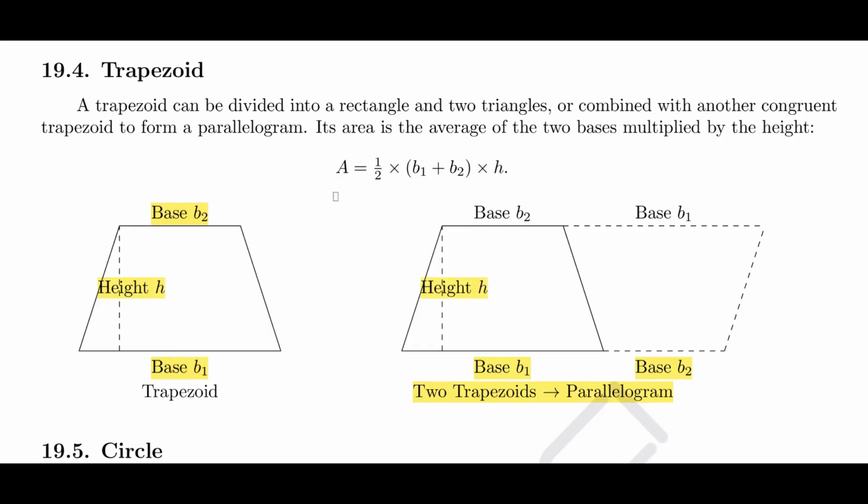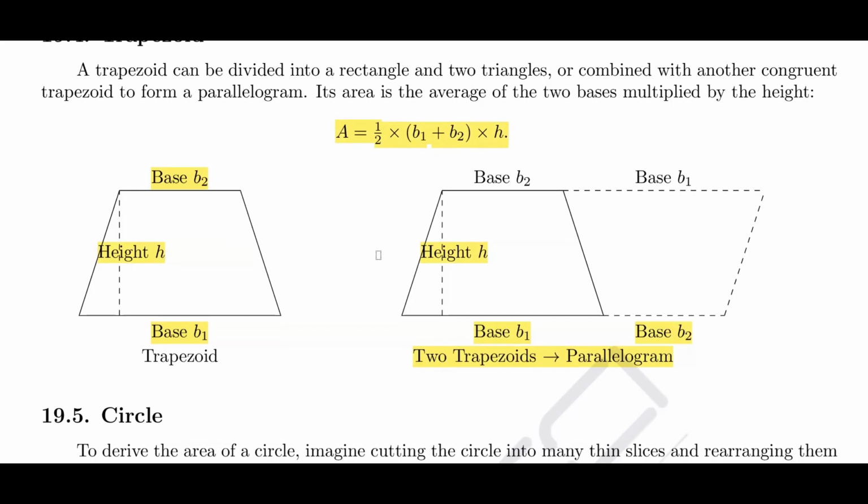What is the base of that big parallelogram? Its length is base 1 plus base 2. The height is the same as the original trapezoid's height. So, the area of the two trapezoids together is base 1 plus base 2 times the height. Since we only want the area of one trapezoid, we take half of that. So, the area is the average of the two bases, multiplied by the height.